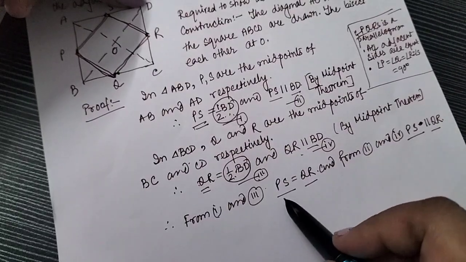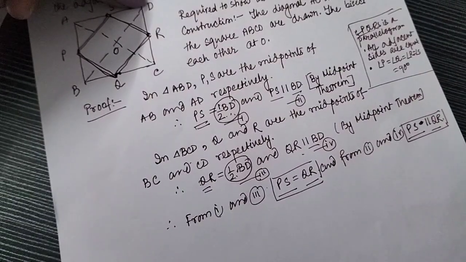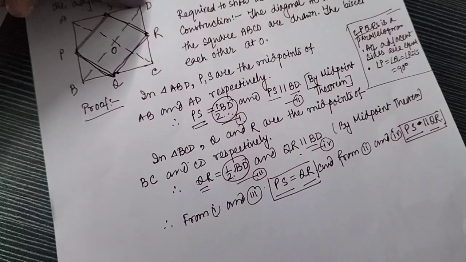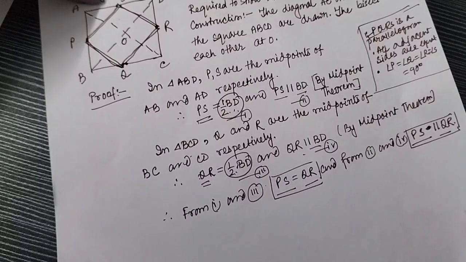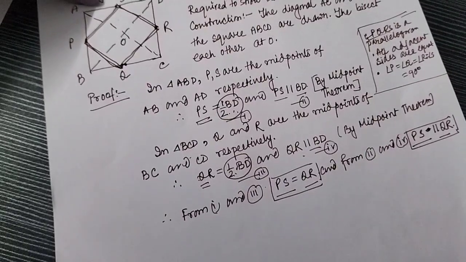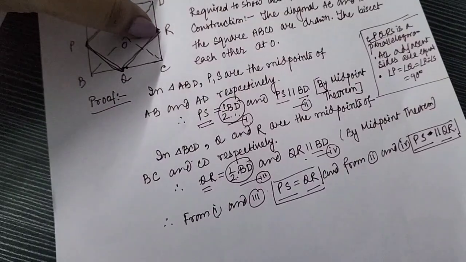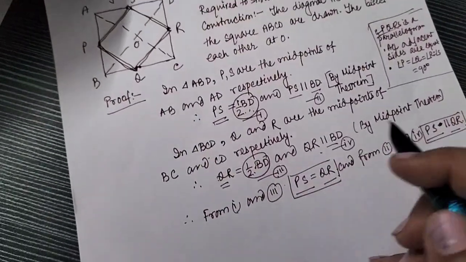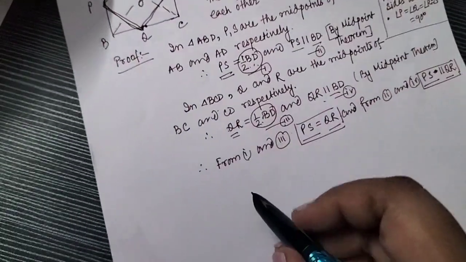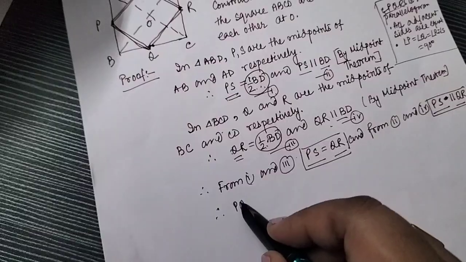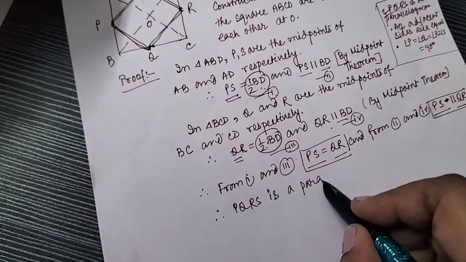So here we get PS equal to QR and PS is parallel to QR. And we know if in a quadrilateral, one pair of opposite sides are equal as well as parallel, then we can say that quadrilateral is a parallelogram. So PS equal to QR, PS parallel to QR. From this we can say PQRS is a parallelogram.